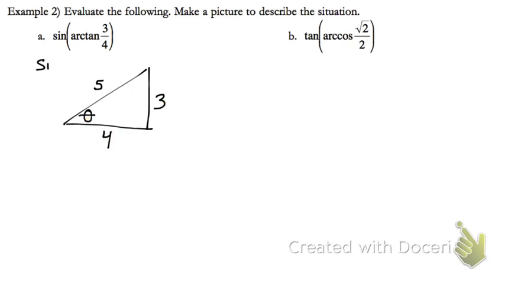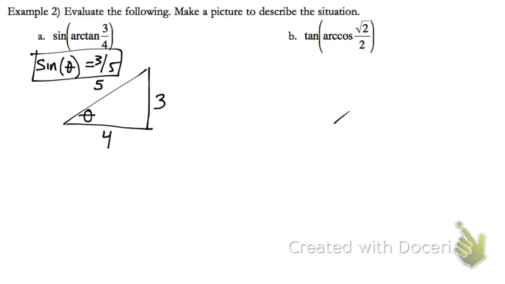So then sine of theta is equal to the opposite side over the hypotenuse. So opposite is 3, hypotenuse is 5. So notice that you're able to, without actually solving for what theta is equal to, evaluate these problems without that knowledge. In this one, I have arc cosine, cosine inverse.